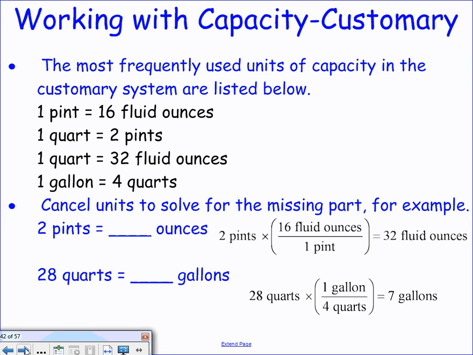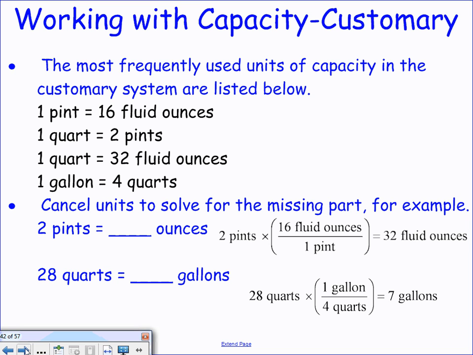All right, next we're going to work with the customary system in capacity. Again, we have all of these conversions that we have to worry about. We can't just move the decimal like we did in the metric system. So 1 pint is 16 fluid ounces, 1 quart is 2 pints, 1 quart is 32 fluid ounces, 1 gallon is 4 quarts. So we're going to cancel the units just like we did yesterday with our units of length in the customary system.